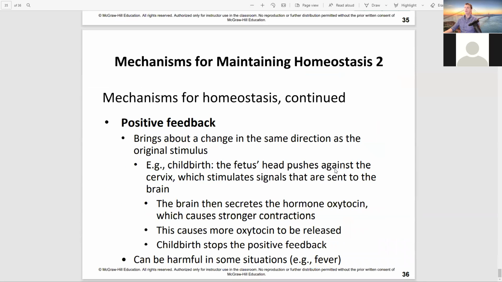Okay, so the last thing here is positive feedback. So it brings about a change in the same direction as the original stimulus. So an example here is childbirth. So the fetus's head pushes against the cervix, which stimulates signals that are sent to the brain. The brain then secretes the hormone oxytocin, which causes stronger contractions, and this causes more oxytocin to be released. So childbirth stops the positive feedback, and this can actually be pretty harmful in some situations because it can lead to a fever.